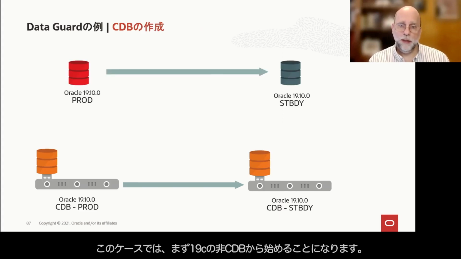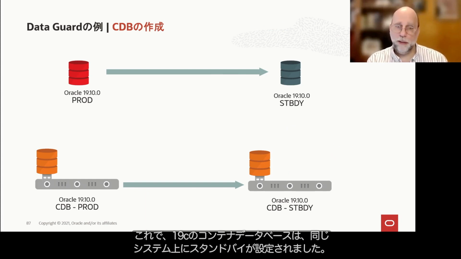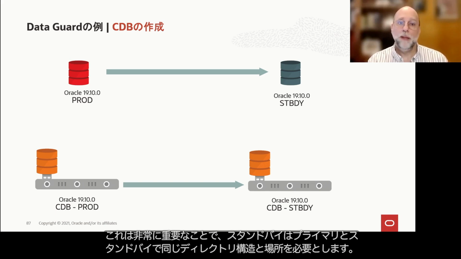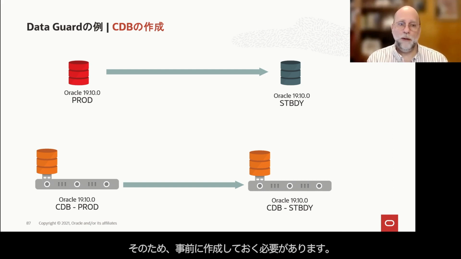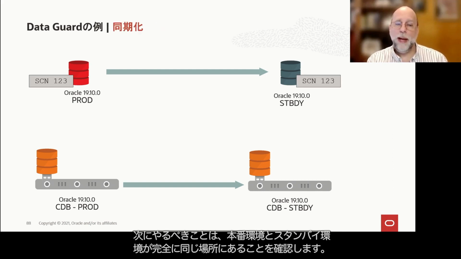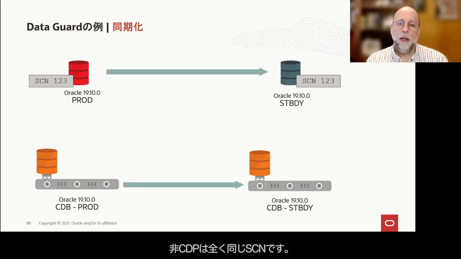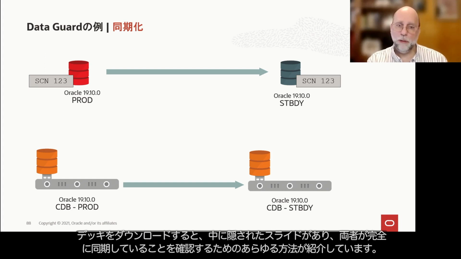Well, what you would do in this case is you start with that 19c non-CDB, and now you have your 19c container databases already set up with a standby on the same system. That's very important because standbys want the same directory structure and locations on the primary and standby. So you need that created in advance. Then we need to make absolutely sure that your production and standby non-CDBs are at the exact same SCN. And there's a hidden slide in the deck when you download it with all the ways that you can do that to make sure that they're exactly synchronized, not off at all.